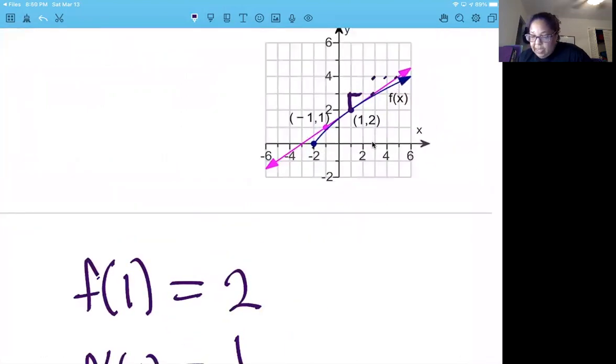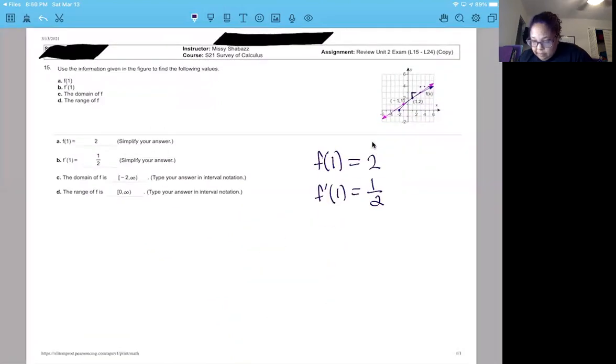The domain of f is -2, including -2, to infinity. And then the range starts at 0 and goes off to infinity. All right, and that's it.